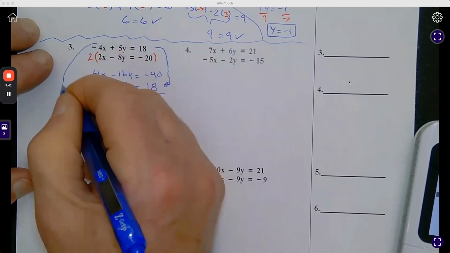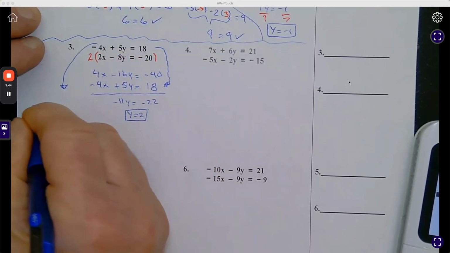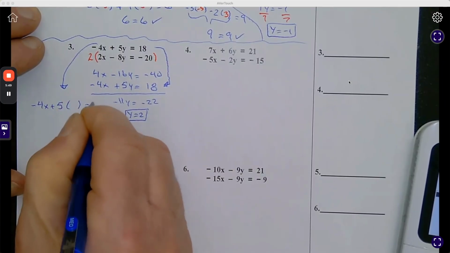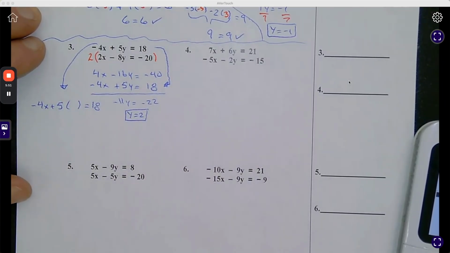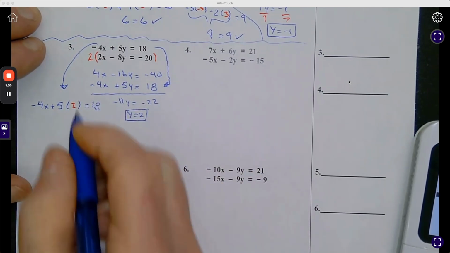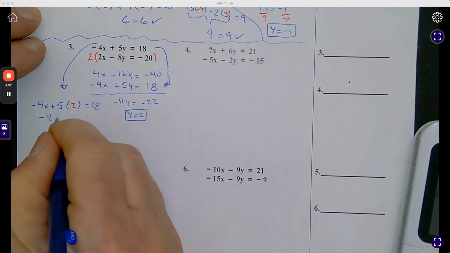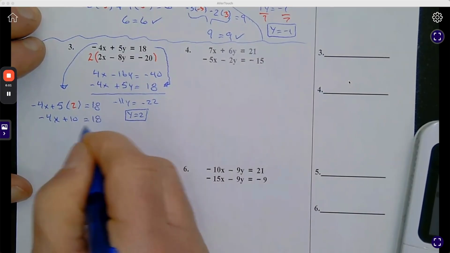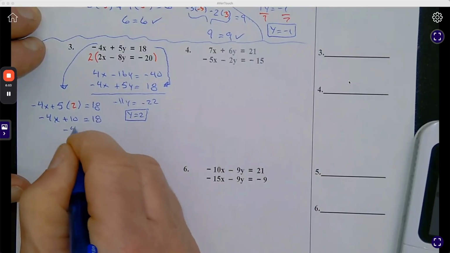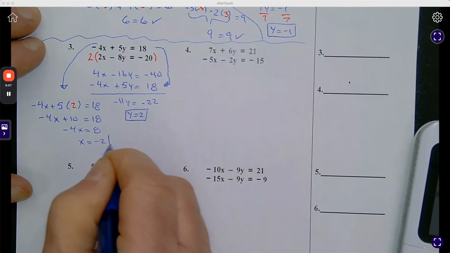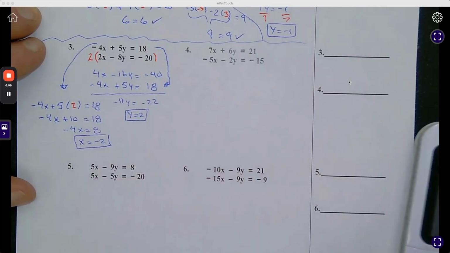Okay, now I'm going to go here. I'm going to go -4x plus 5. Notice how y is 2, so I'm going to put that there. -4x plus 10 when I multiply those together. Subtract 10 from both sides. Divide both sides by -4. Woo, we're done. We're done.